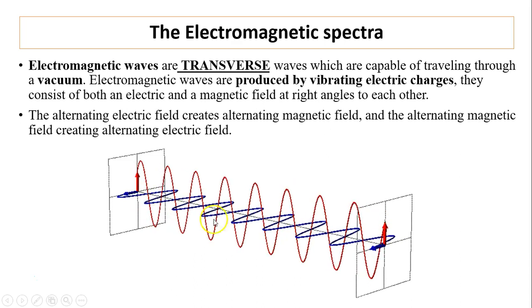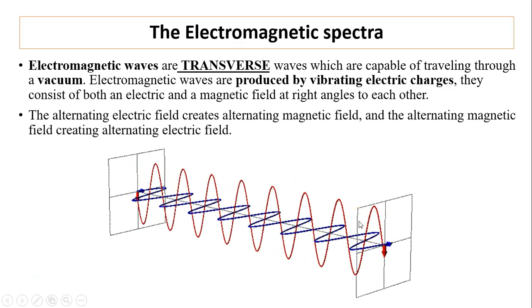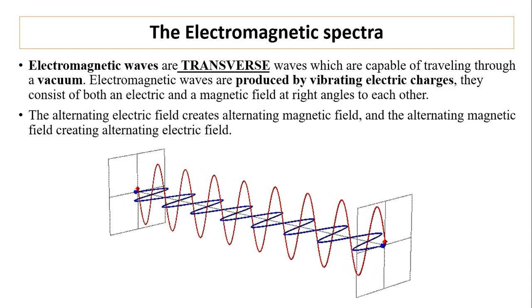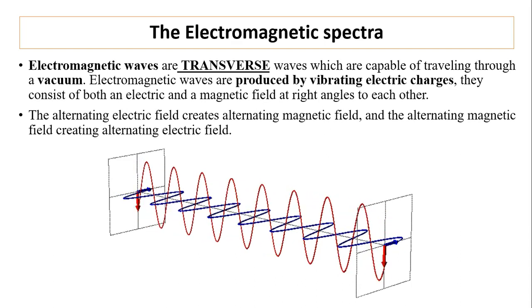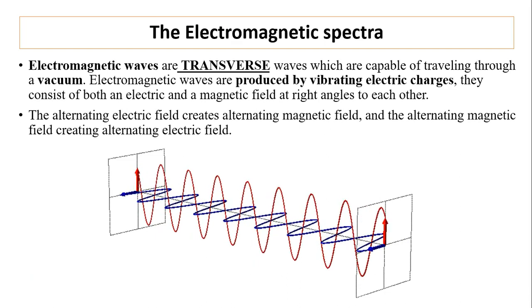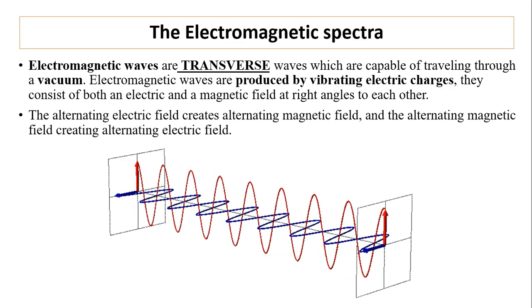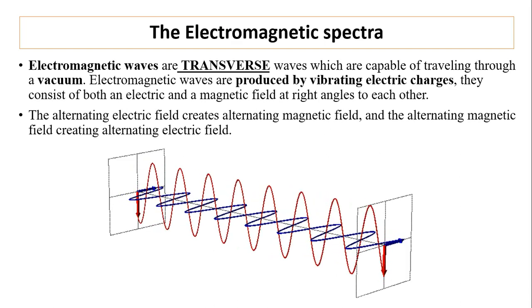electromagnetic directions. The alternating electric field creates an alternating magnetic field, and the alternating magnetic field creates an alternating electric field. That's why they can depend on each other to propagate. That's why they don't need any medium.